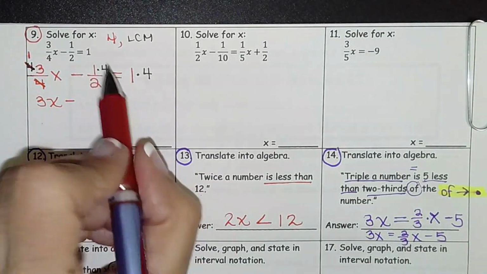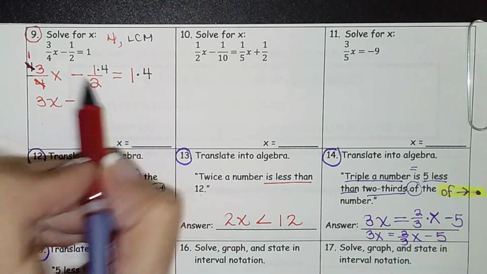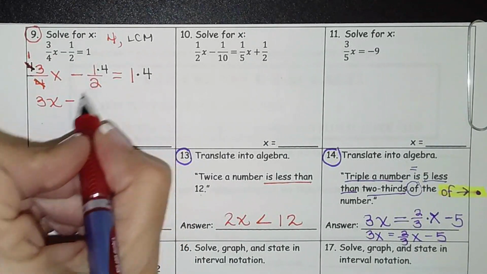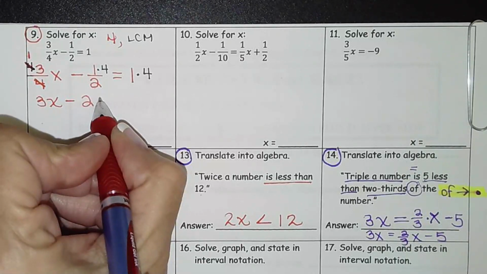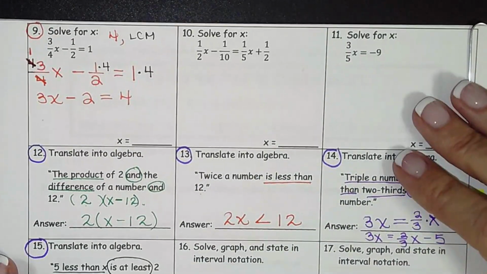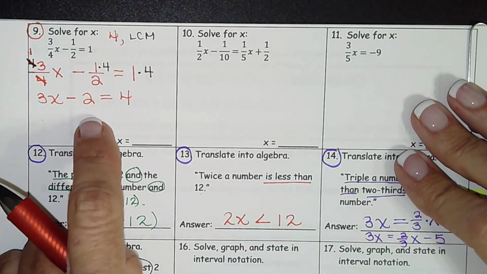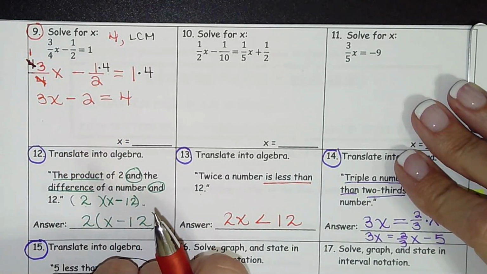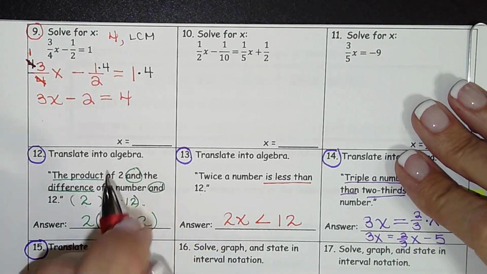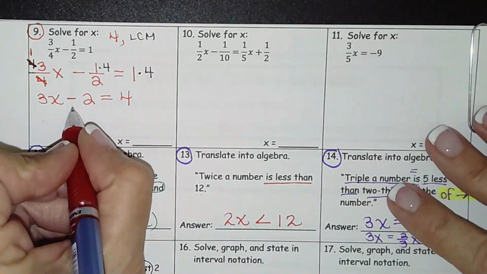minus, this is 4 divided by 2. 4 divided by 2 is 2. And then 1 times 4 is 4. And look at that easy problem. So we went from this ugly mess into this pretty little 2-step problem. Love it. One of my very favorite things is getting rid of fractions and making this beautiful little problem.